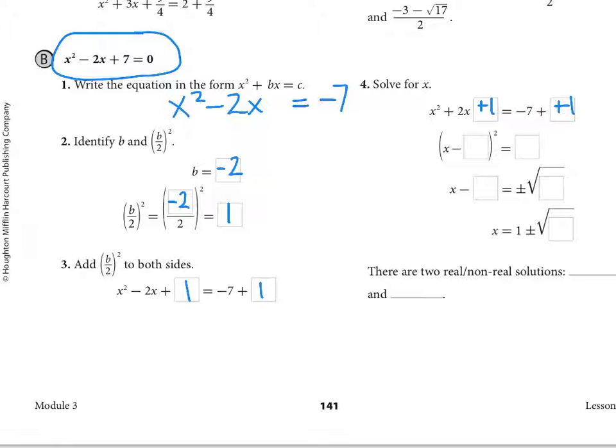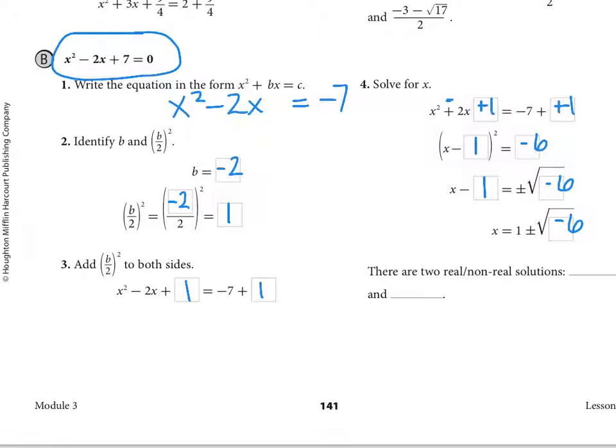We're going to factor the left side as a perfect square. And there's a typo in your book. That should be a negative 2x up there. So that factors as x minus 1 quantity squared. On the right hand side, we get negative 6. Take the square root of both sides, and we get plus or minus the square root of negative 6. Add 1 to both sides, and we get x equals 1 plus or minus the square root of negative 6.